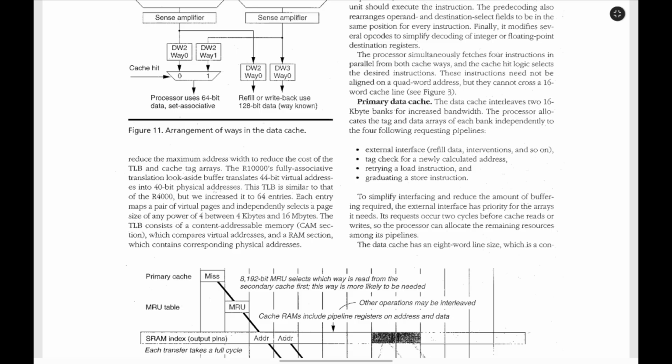The TLB consists of a content addressable memory (CAM) section, which compares virtual addresses, and a RAM section, which contains the corresponding physical addresses.